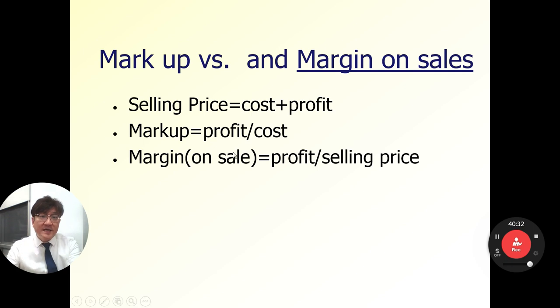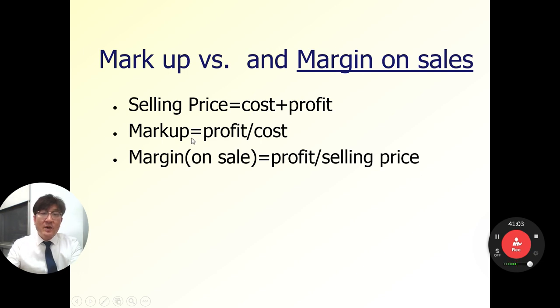Suppose the selling price is composed of cost plus profit. The markup is profit divided by cost. The margin on sales, or even without the "on sales," when we say margin, is profit divided by the selling price.